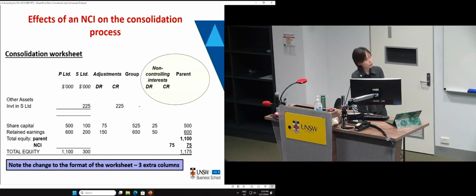Okay. Now when you subtract these numbers from the group equity balance, you will get the parent's shareholders' share. So this is consistent with what we have learned in the previous topic. On the acquisition date, the group equity balance is equal to the equity balance presented in the parent's balance sheet, because the subsidiary's pre-acquisition equity balances are being eliminated in the worksheet.